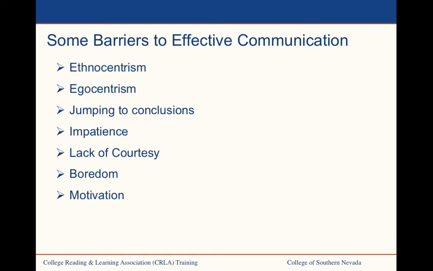Egocentrism. Listening more closely to things that we believe affect us and ignoring things we don't think are important. Jumping to conclusions. Drawing a conclusion about something someone says without hearing them out, or basing our opinion on something besides the message, what they're wearing or how they look, for instance. Impatience, not wanting to wait for someone to get to the point. Lack of courtesy can be related to impatience. It's just not giving basic human courtesy to another communicator.